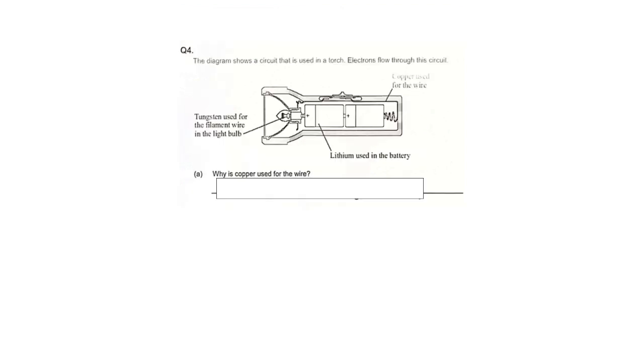The diagram shows a circuit that is used in a torch. Electrons flow through the circuit. Why is copper used for the wire? Because copper is a very good conductor of electricity.